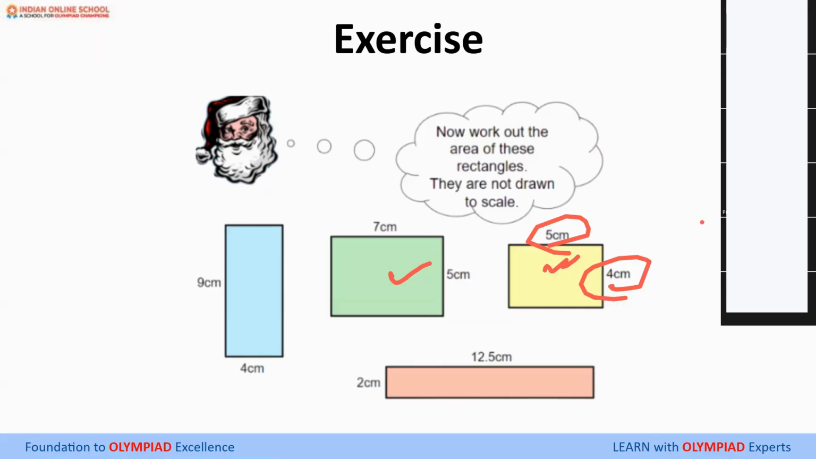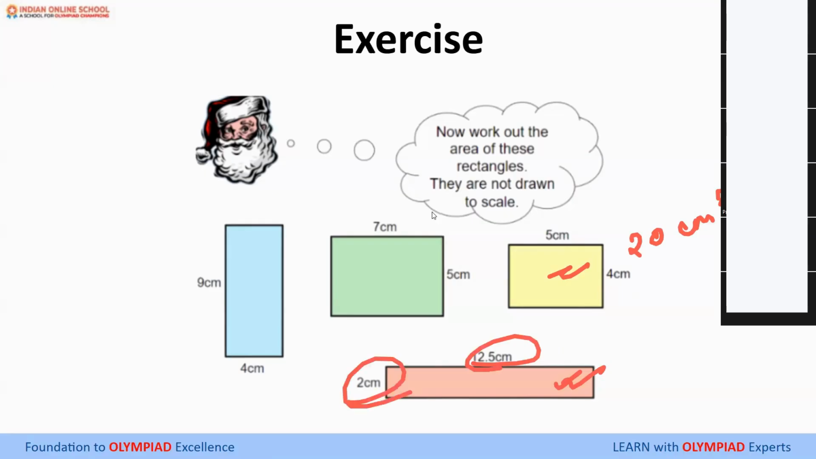How much? No. This one. How much, Hanisha? This one I asked. 5 centimeter by 4 centimeter. What's the area to this? 20 square centimeter. Correct. Siddhi, are you here? Yes. Okay, can you answer this one? 12.5 by 2. What's the area to this?